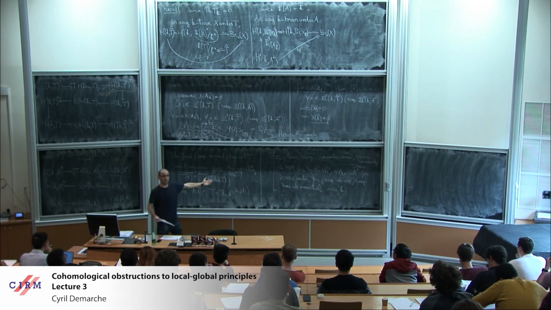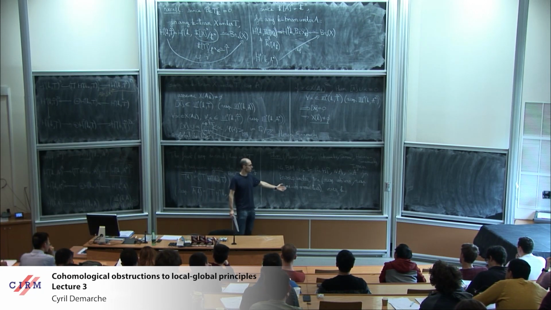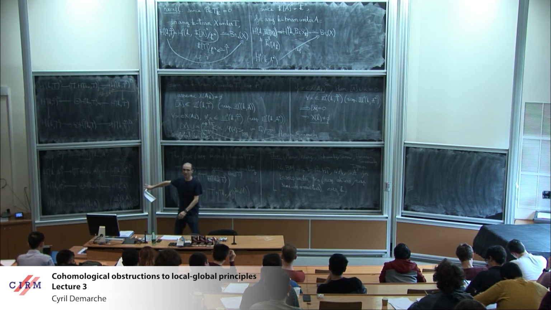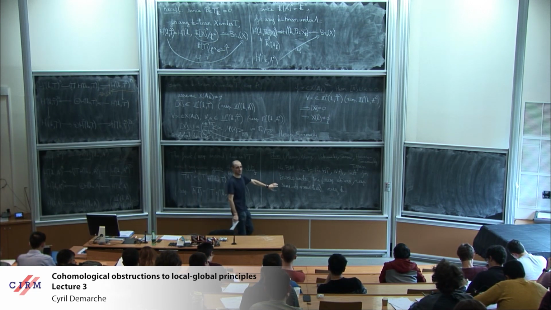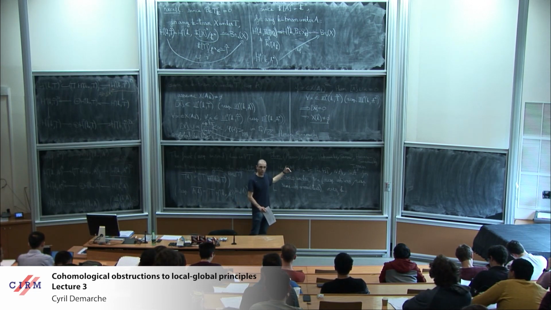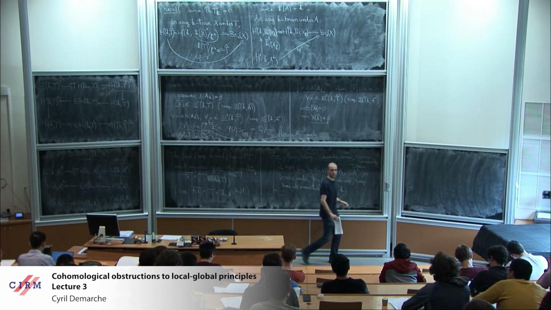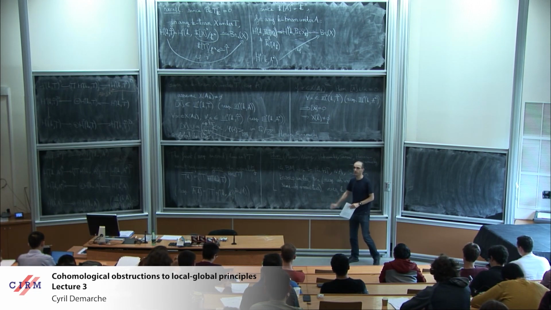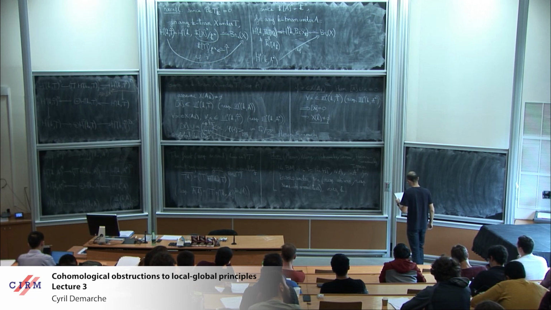You get also curves of genus 1. For this theorem to be true, you have to assume the finiteness of Sha, okay? In the case when you have an abelian part, you have to assume the finiteness of Sha, okay? So for instance, curves of genus 1, if you assume the finiteness of Sha, they satisfy the Hasse principle and weak approximation with Brauer-Manin obstruction, okay?